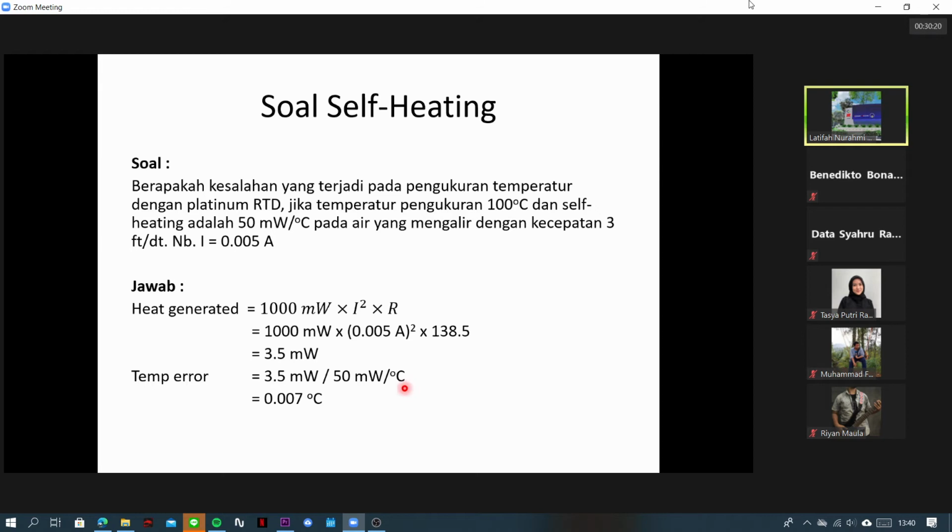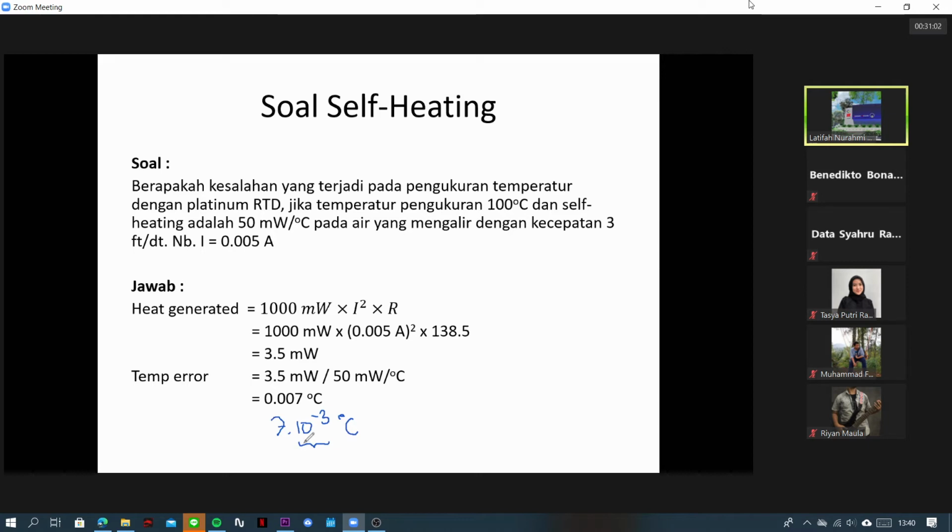So the error, we may say, our RTD has an error about 7 times 10 power minus 3. We may call it 7 times 10 power minus 3. Usually in the measurement field, we want to focus more on this. So degree Celsius, 10 to the power minus 3.